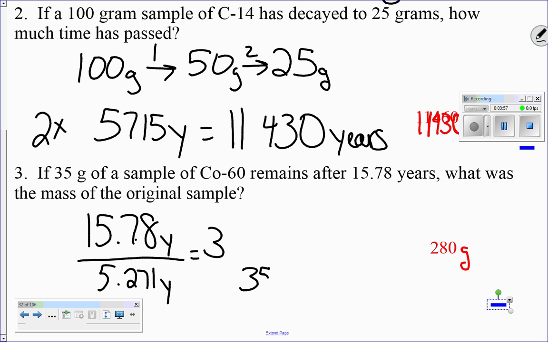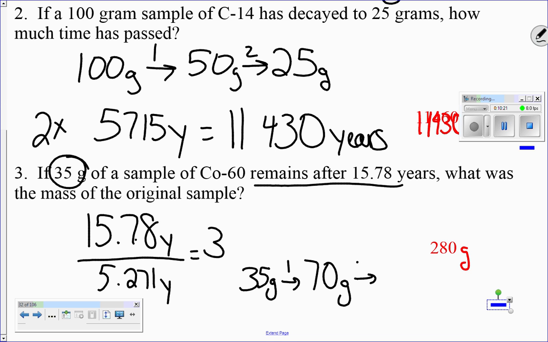Our 35-gram sample is chopped 1 time, or I'm sorry, I'm going backwards here. My 35-gram sample is what I have that's remaining after this time. So instead of chopping, I'm going to backtrack 3 half-lives. So I'm actually doubling here. Before that last half-life, I had 70 grams. Before another half-life, I had 140 grams. And then before another half-life, for a total of 3, I had my full 280 grams.